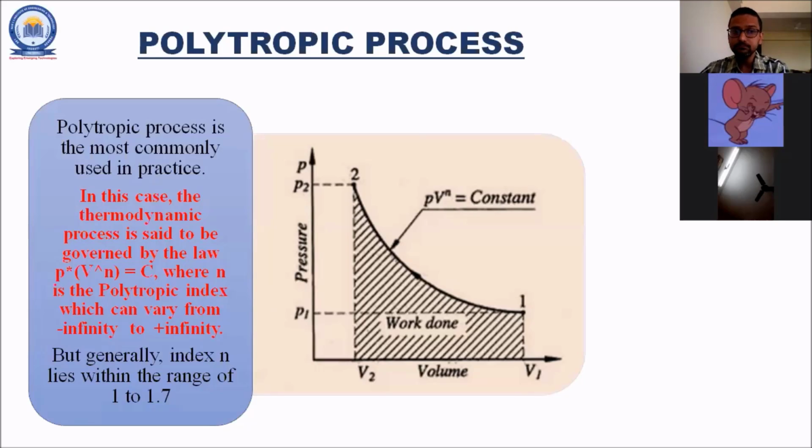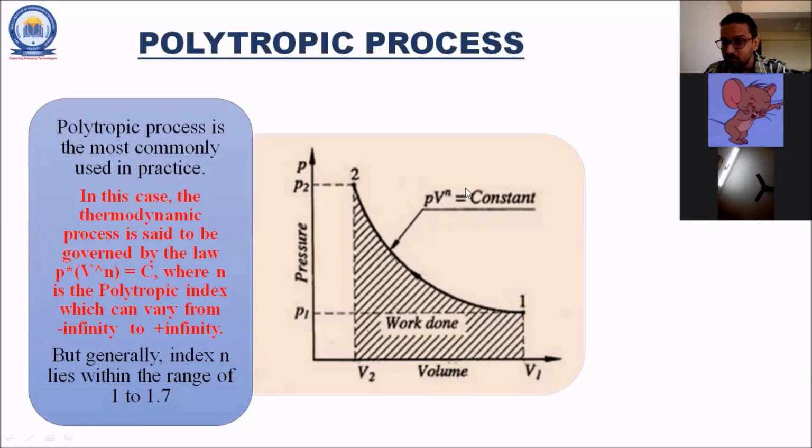the gases. The standard equation for the polytropic process is given as PV raised to n is equal to constant, where n represents the polytropic index. The value of n varies from minus infinity to plus infinity. But for practical purposes, the value of index n lies within the range of 1 to 1.7. And this is the PV diagram representing the polytropic process.